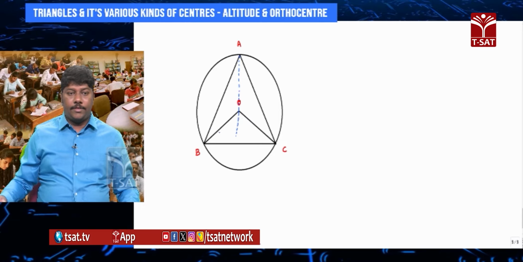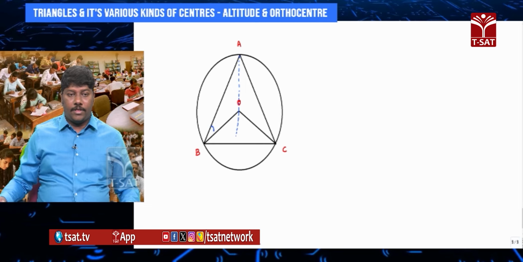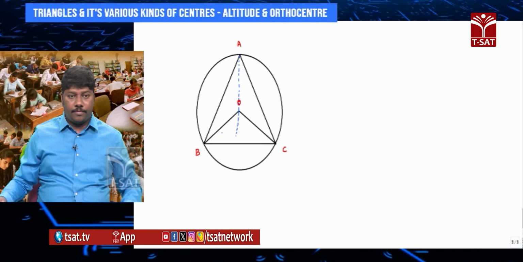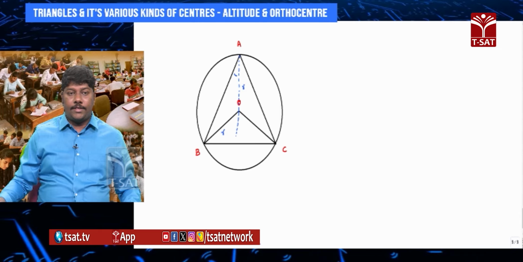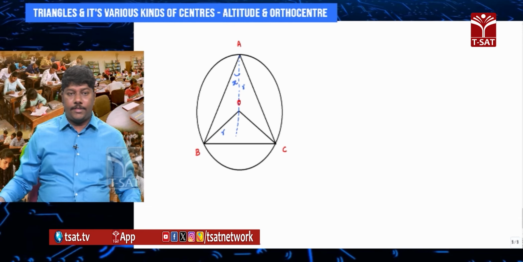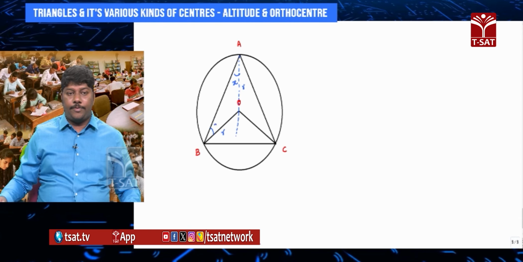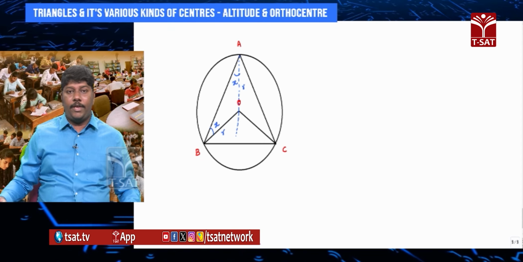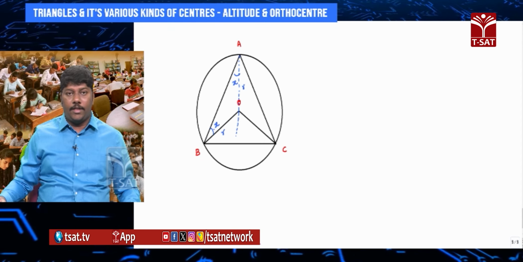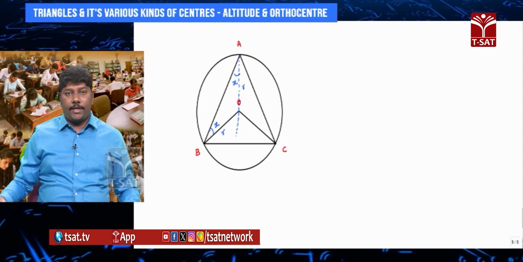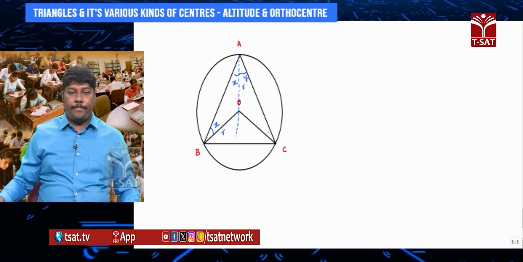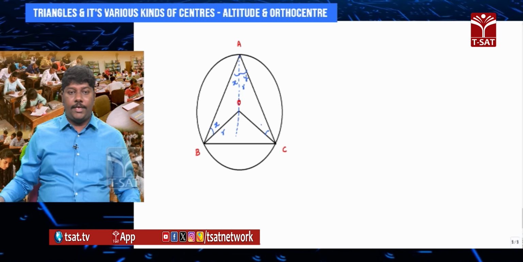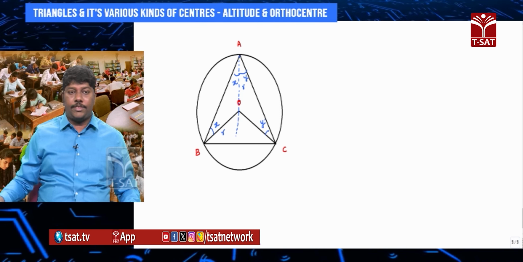Let us say this is the radius of the circle, this is also a radius of the circle. If I take this angle as x, this is also x, because OAB is an isosceles triangle. Two sides are equal, then their opposite angles are also equal. If I take this as y, this is also y. Angle OCA is also y because it is an isosceles triangle.